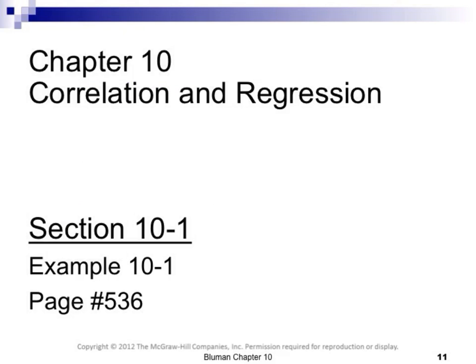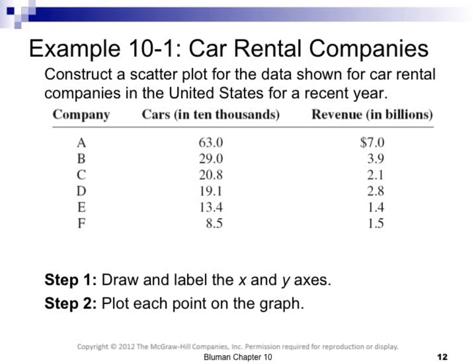So here's some examples. This is example 10.1 on page 536. You're going to construct a scatter plot, so you're going to draw the data, and you're going to label your x and y axes. So you're going to draw like this, and you're going to have x, and you're going to have y, and you're going to put the title of your graph up here. And you're going to plot each of these points. So your x is cars in 10,000s.